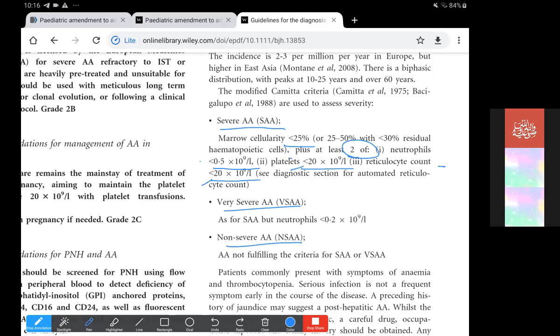And the neutrophil count varies. That is less than 0.5 for severe, and for very severe it is lower. So we just need to remember these criteria: for severe, ANC less than 0.5 into 10 to the power 9 per liter, and for very severe, we have ANC less than 0.2 into 10 to the power 9 per liter.